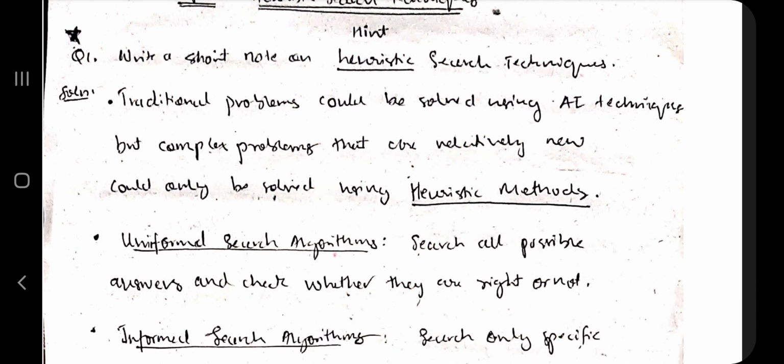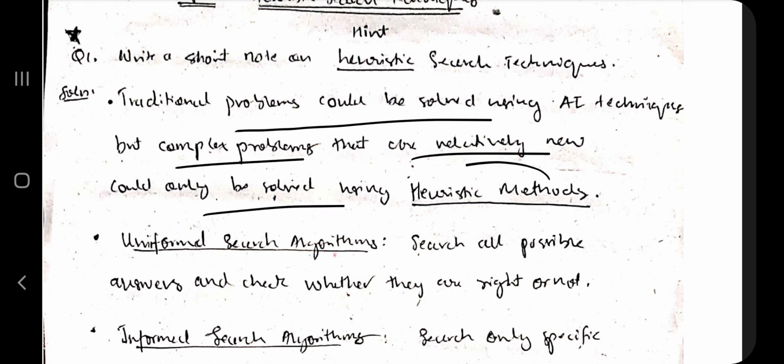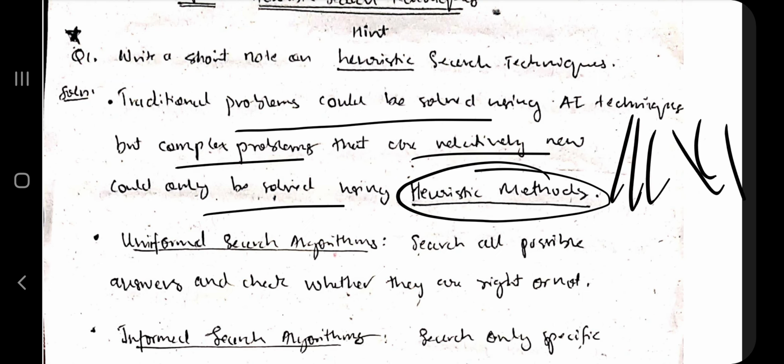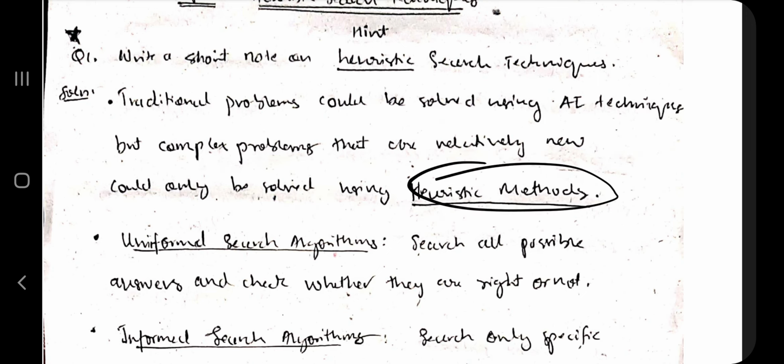There are many problems which can be solved using AI, but complex problems are relatively new and could only be solved using heuristic methods. Why? Because in complex problems it takes a lot of time, as there are many possibilities which could be the answer. If you use heuristic techniques, those many possibilities will be boiled down to just a few which are actually relevant. Others will be eliminated, so we need not spend computing resources and time on them.